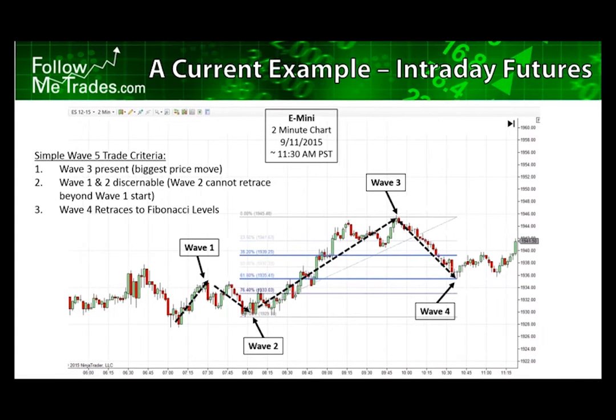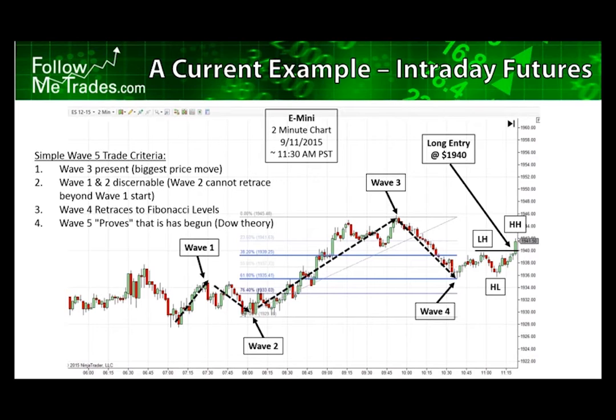And there it is, right? There's the proof, right? We got a new high, a higher low, and a high taken out, right? Wave 5 proved that it is starting by breaking and putting in a new high, and there we got a long entry on this trade at 1940. Perfect.